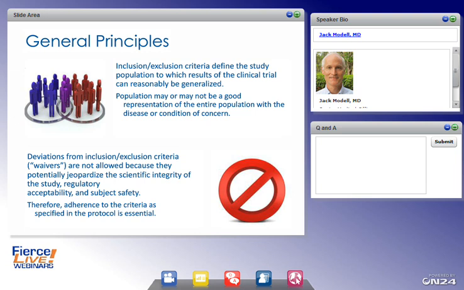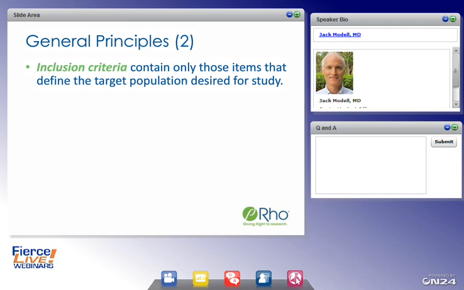Protocol deviations happen, but not waivers to inclusion and exclusion criteria. So some general principles, and again, people on the call know this because you're already in the field, but I go through these basically to help as you go through protocols to really think about the purpose of these criteria, which I think makes it easier to write them more cleanly and more succinctly.